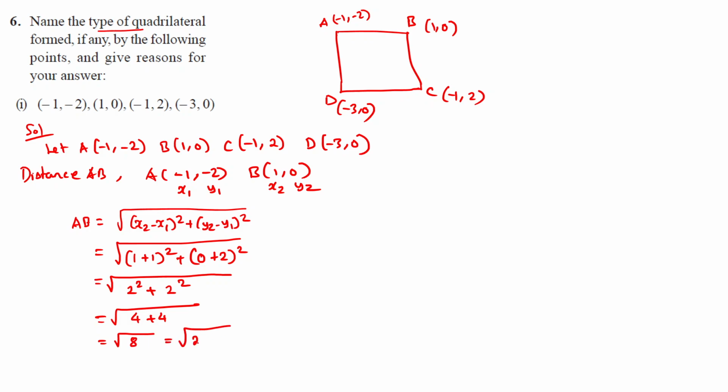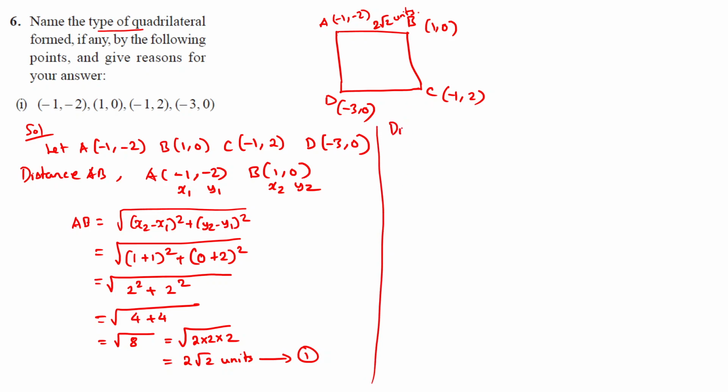8 can be written as 2 into 2 into 2. That is for one pair, we can take 1 to outside. So 2 root 2 units. So this is the distance of AB. Take this as equation number 1. So we found the distance between AB as 2 root 2 units. Now we need to find the BC distance.